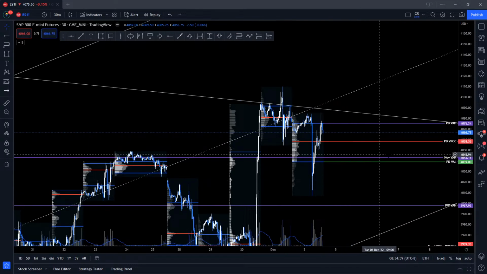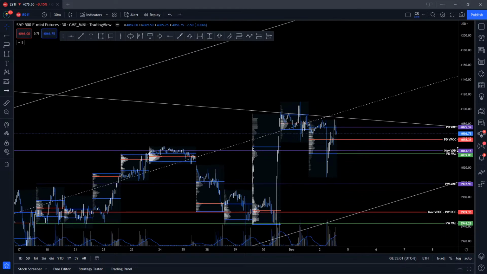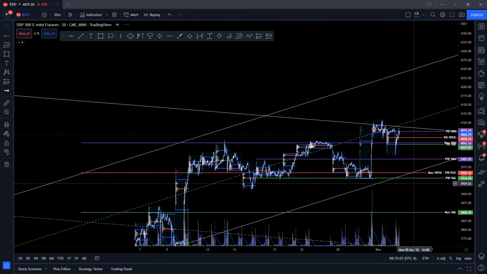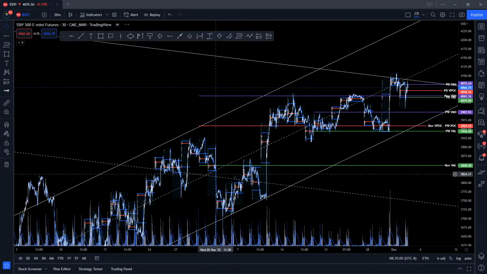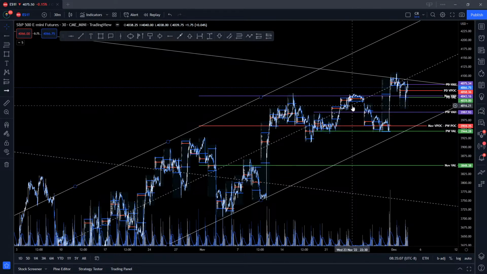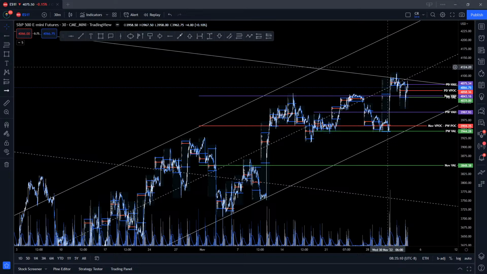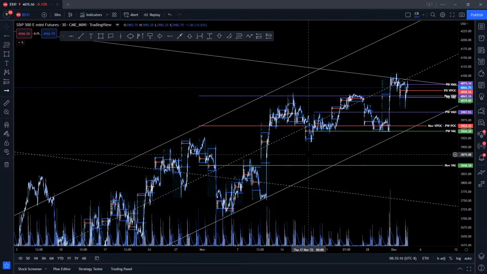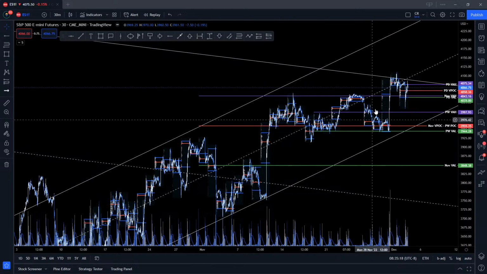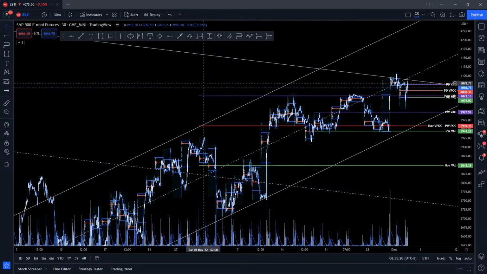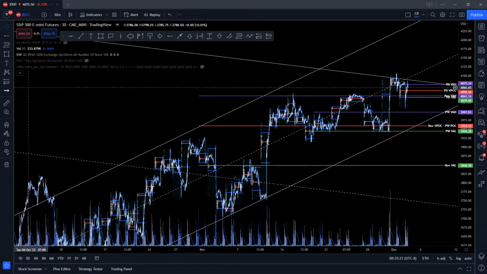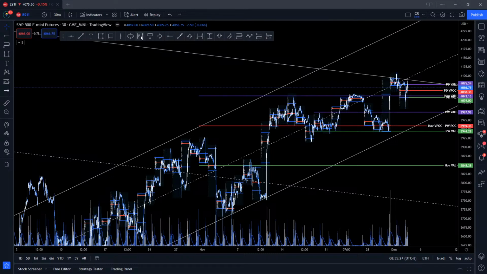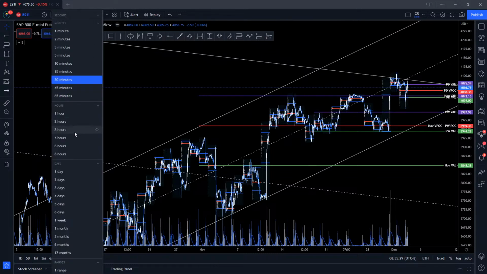All right, so those are going to be my most important levels as far as our fixed range volume profiles. I do go out as far as a year or even sometimes 2 years, depending on where we're trading. And then from here, I'll start looking at fixed range volume profile.